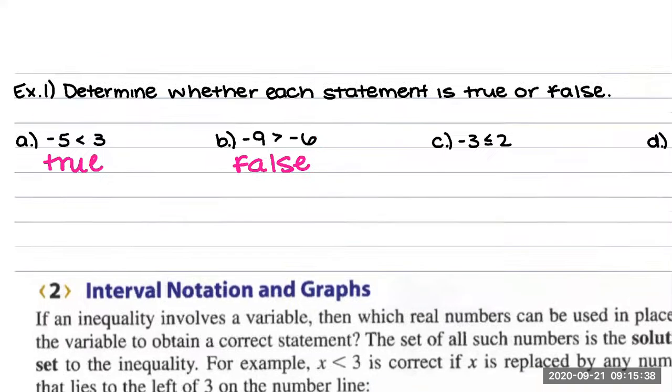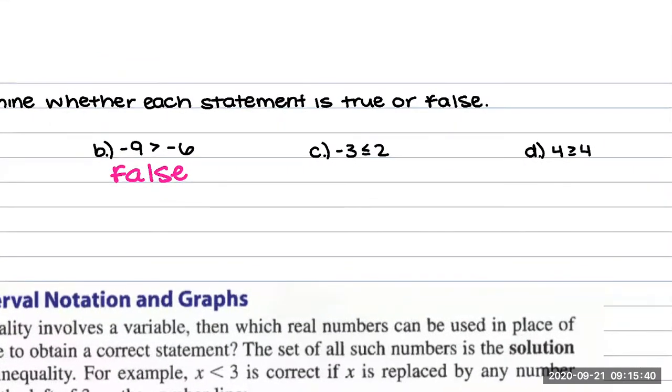For C, we have -3 is less than or equal to 2. -3 is less than 2, so this is true.